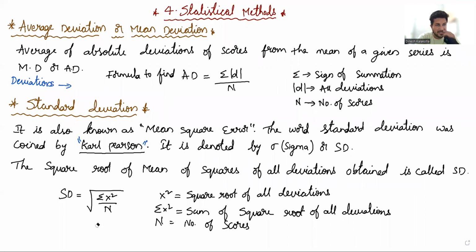First, average deviation. The average of absolute deviations of scores from the mean of a given series is the mean deviation or average deviation.